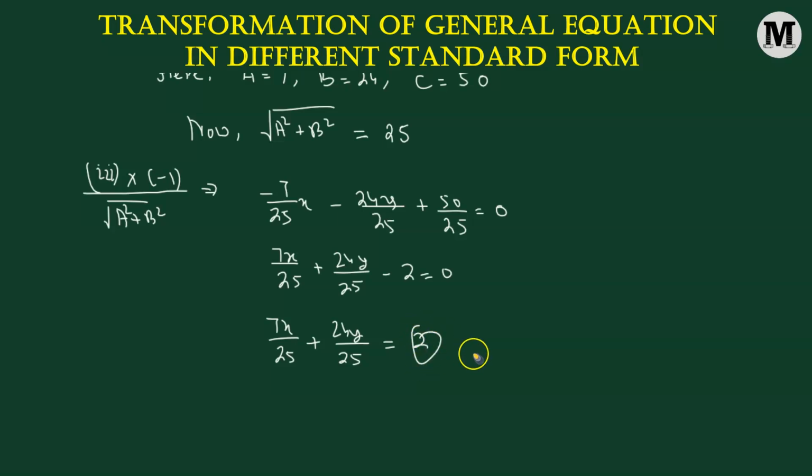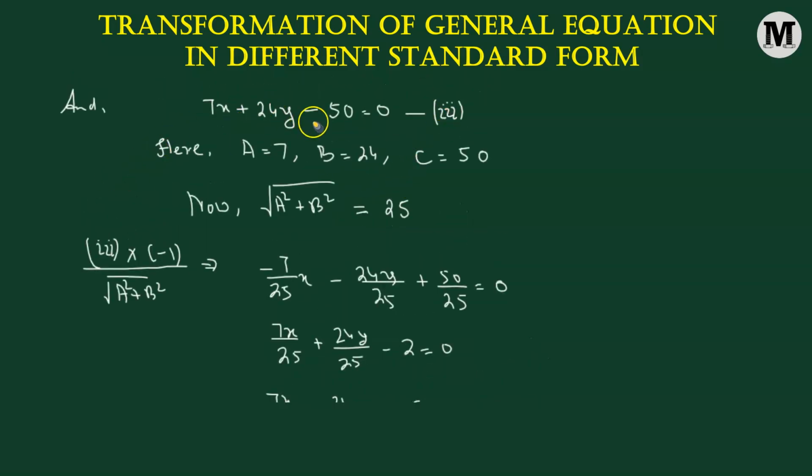Now what is 2 here? 2 here is nothing but P3. That is also the distance of the straight line 7x plus 24y minus 50 equals 0 from the origin.